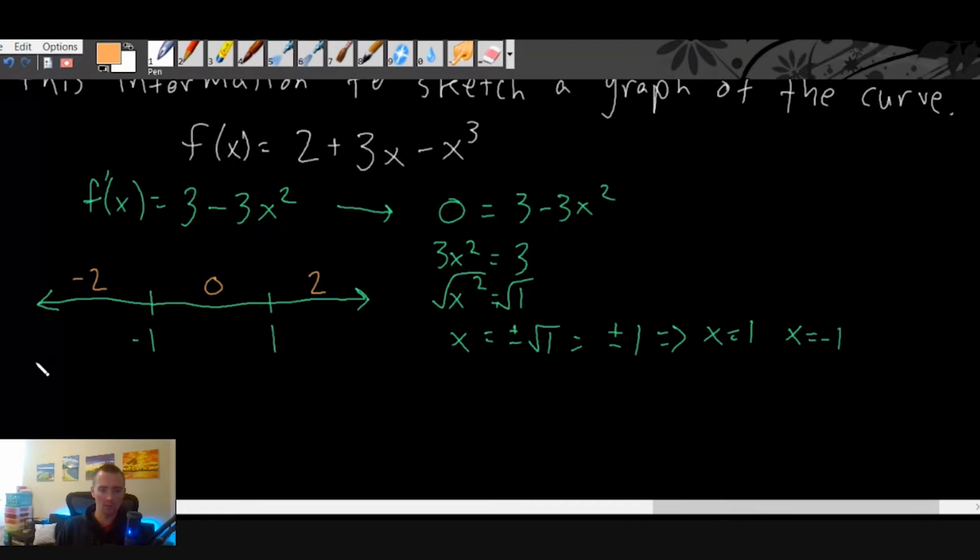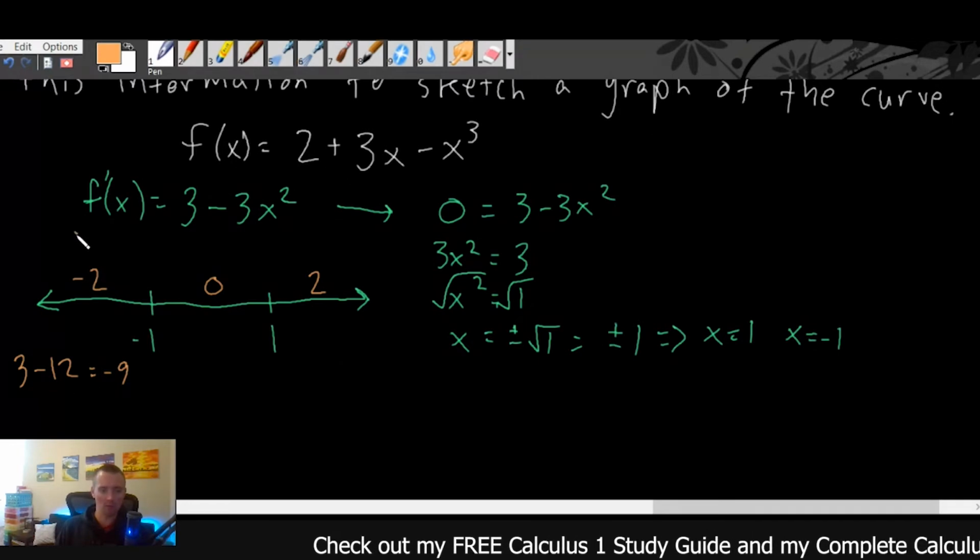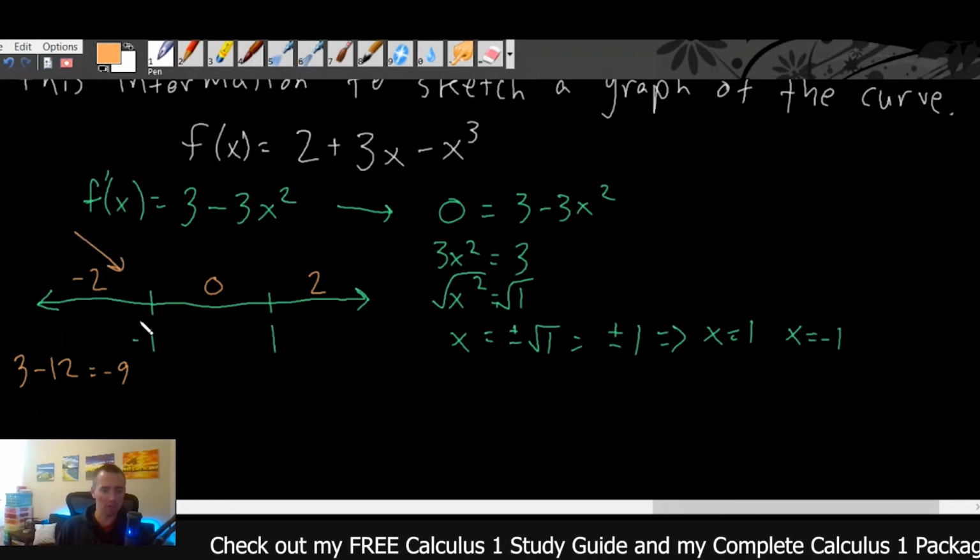So that gives us 3 minus 12, so -9. So our derivative is negative when x is -2. So that tells us that our slope is negative and that our function is decreasing over here.